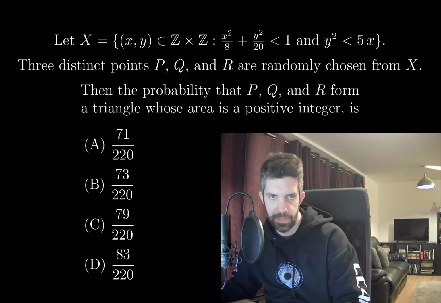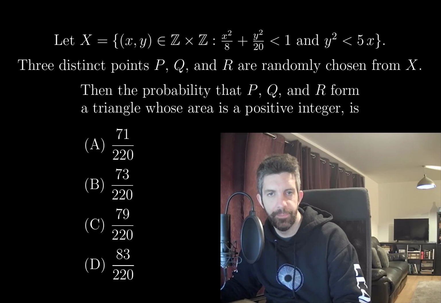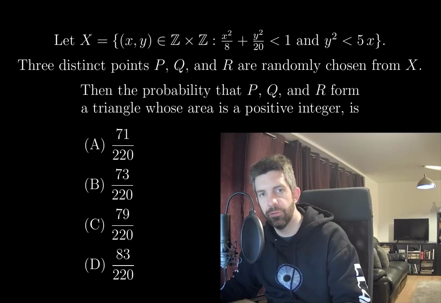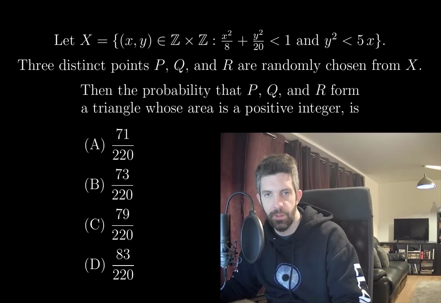Let X be the set of ordered pairs x and y, both integers, such that x squared over 8 plus y squared over 20 is less than 1, and y squared is less than 5x. Three distinct points, P, Q, and R, are randomly chosen from X. Then the probability that P, Q, and R form a triangle whose area is a positive integer is one of these options: 71, 73, 79, or 83, all divided by 220.